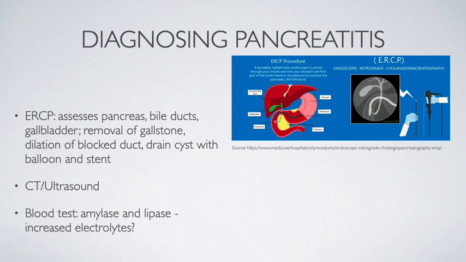So diagnosing pancreatitis, we're going to use that endoscopic retrograde pancreatography to assess the pancreas, bile ducts, gallbladder, maybe remove gallstones. We're going to use a CT and ultrasound, and then we're going to look at the blood test. Amylase, lipase. Is the glucose level elevated?